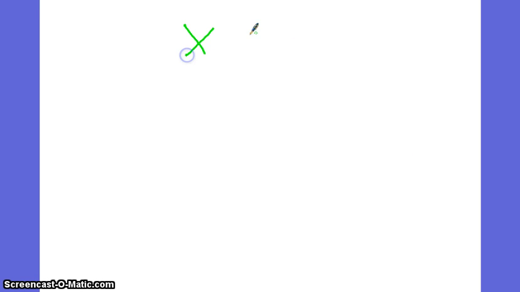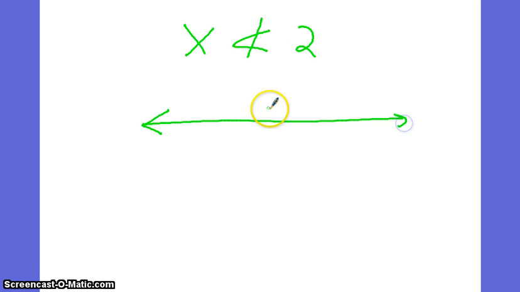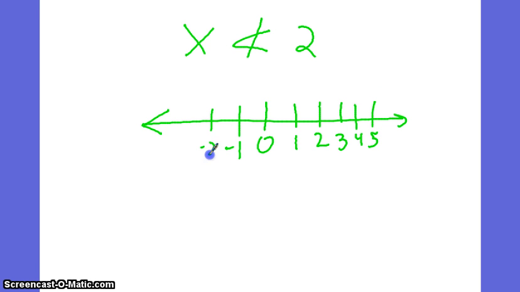How can we graph x is not less than 2? On a number line, I'm going to leave this number line up for good. Let me write it all out. Since x is not less than 2, x could be 2. It could also be greater than 2. So I'll write it out that way.